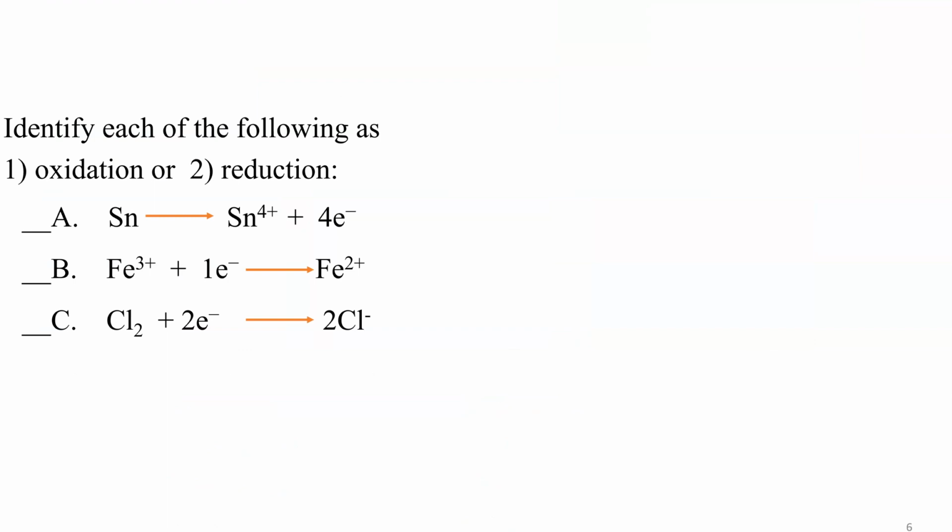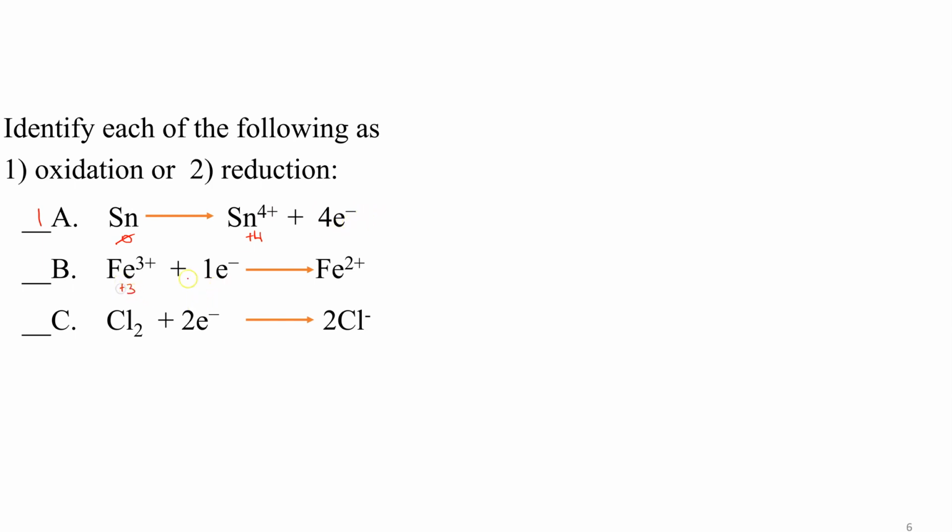All right, let's see if we can identify oxidation and reduction. So the first reaction, you see how you're going from a 0 to a positive 4. You could look at that and say, oh, that's oxidation. Or you could look at it and say, oh, there's electrons on the product side. That's always an indication of oxidation. Either way works.